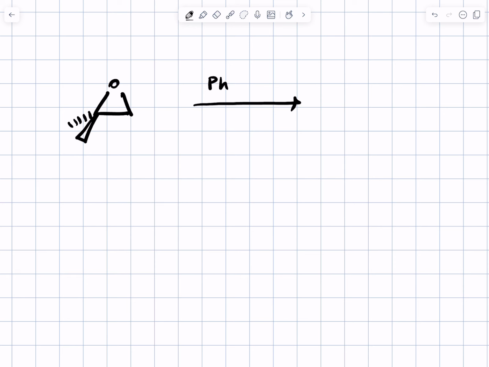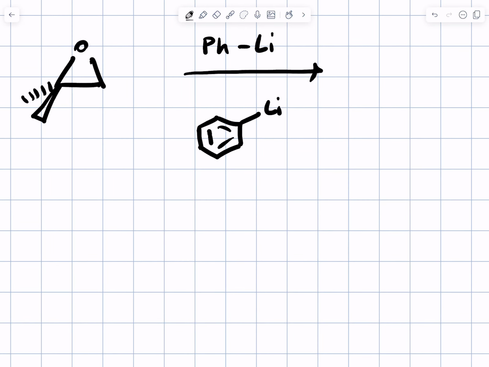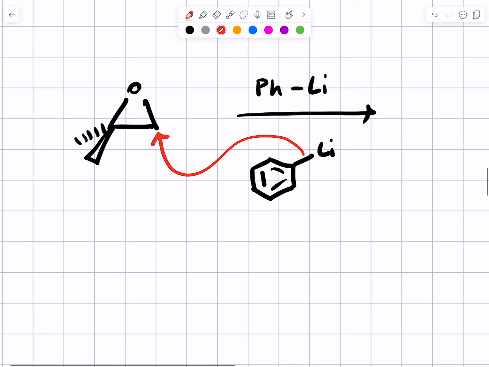So here is an organolithium reagent, phenyl lithium. This is just a benzene ring where lithium is attached to one of the carbons. You can show this as a nucleophile. It's a strong nucleophile, so it's going to regioselectively attack the less substituted carbon of the epoxide. That shouldn't be a surprise to you.